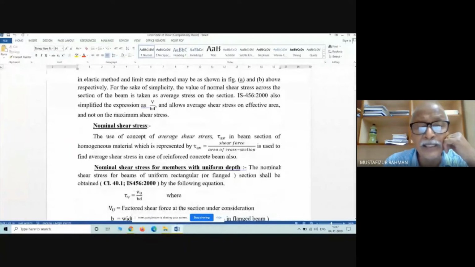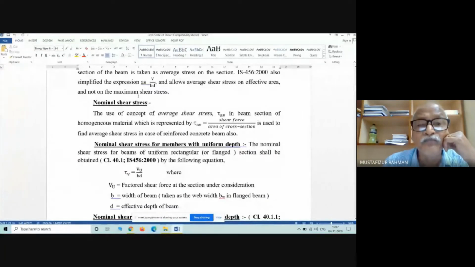So see this, we had got this. Now see here, it is written P by BD, and it gives the average shear stress on the effective area and not the maximum stress. So this is our basic assumption for design of shear in RCC. In steel, it will be something different.